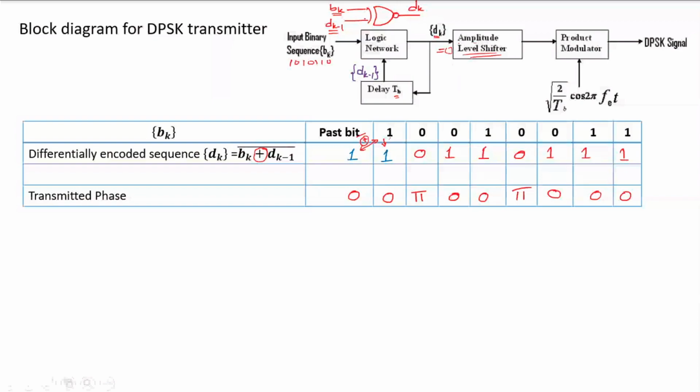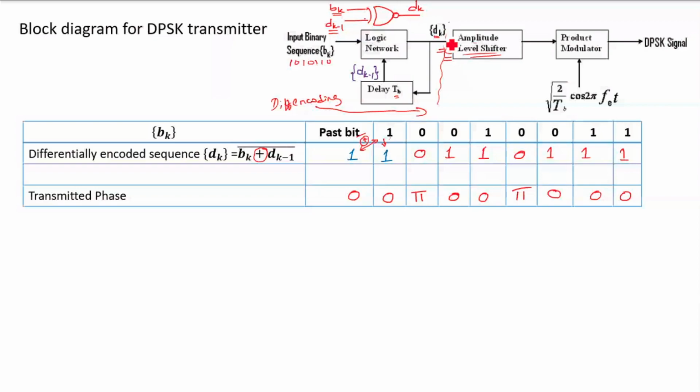Any doubts? Sir, for the transmitted phase part, are we applying XNOR there also, or are we just seeing it with the past input? The output here is binary data, ones and zeros. So only up till here is the differential encoding. After this differential encoding, ultimately what I get is binary data only.